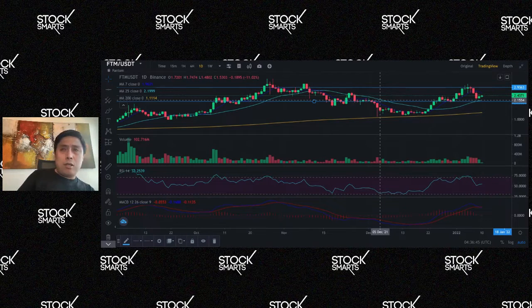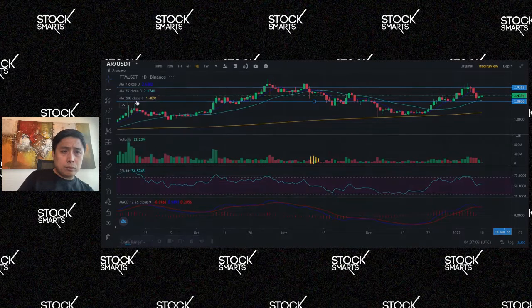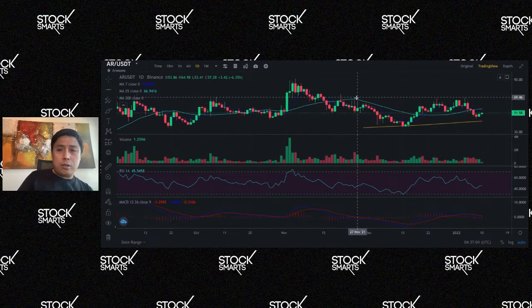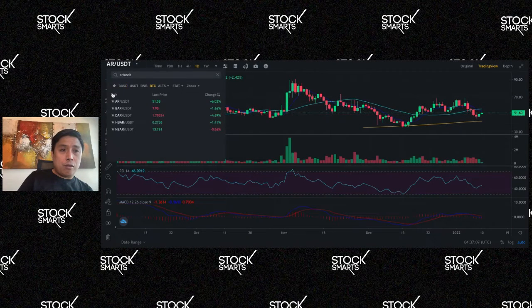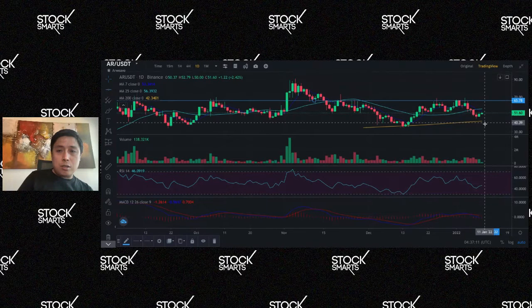Maybe I want to end with something interesting. Let's look at our Weave maybe. Okay, so for ARUSDT, this is the current trajectory of it. As you can see right here, this is your resistance. This is your current support level. It did not even hit the 200-day moving average.